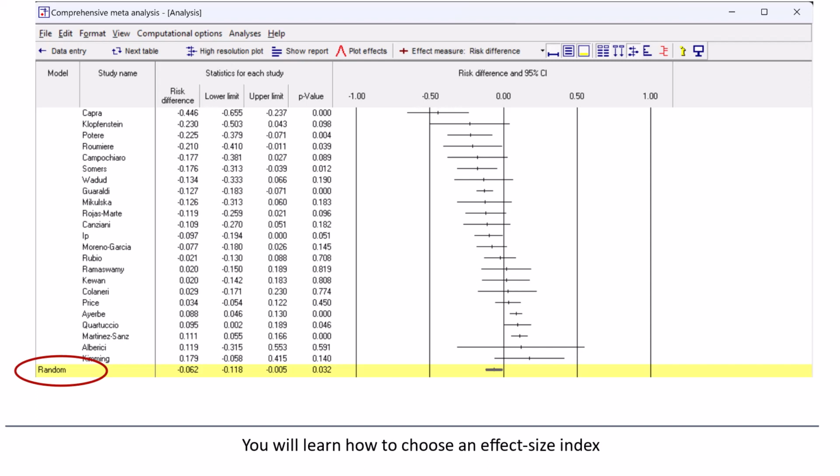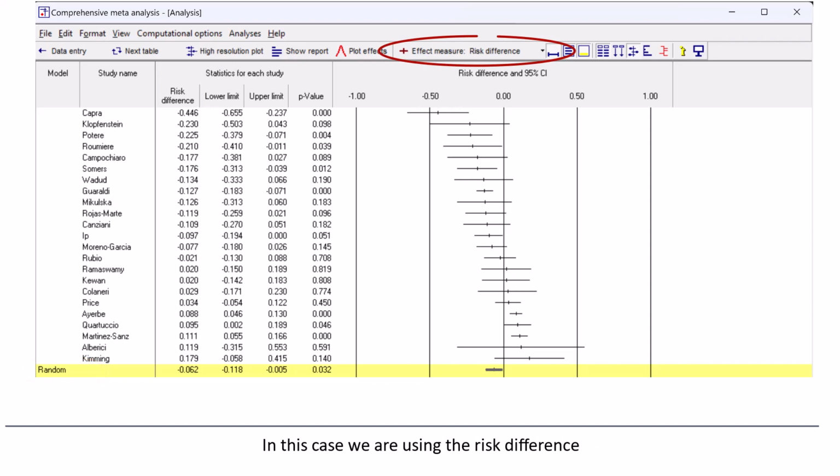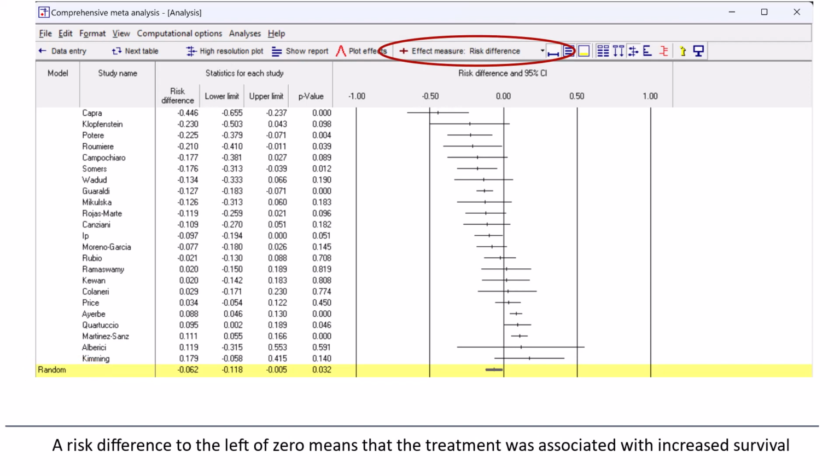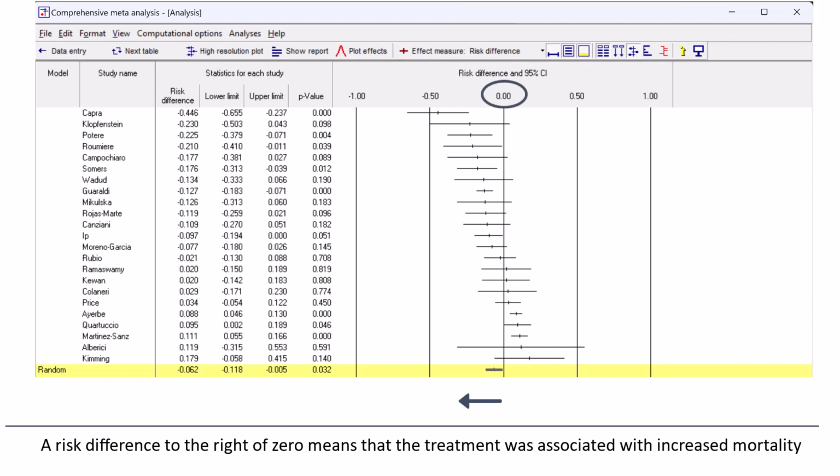You'll learn how to choose an effect size index. In this case, we're using the risk difference. A risk difference to the left of 0 means that the treatment was associated with increased survival, and a risk difference to the right of 0 means that the treatment was associated with increased mortality.